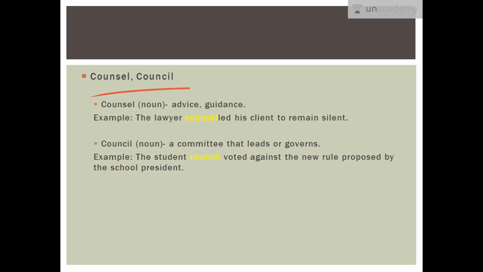The next is council, which is a noun. Now, this actually refers to a committee that leads or governs. For example, the student council voted against the new rule proposed by the school president. Now, this council is like a group of representatives. For example, in a class, maybe there are 4 prefects. Now these prefects were voted by the rest of the class members, and finally this council is formed, like the council for class 6. That's what council refers to. So that's it.